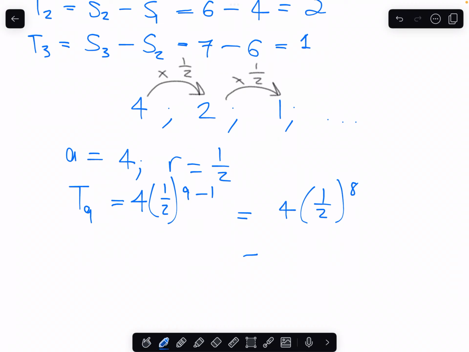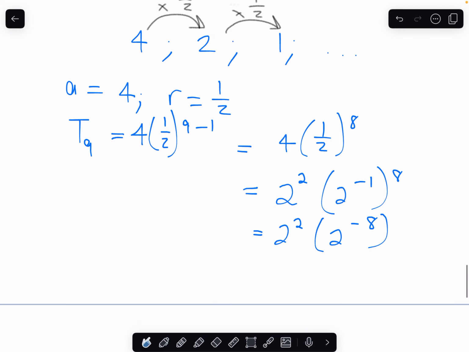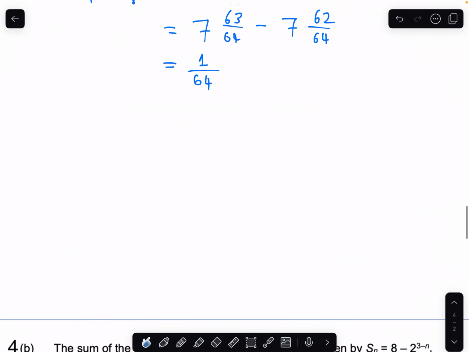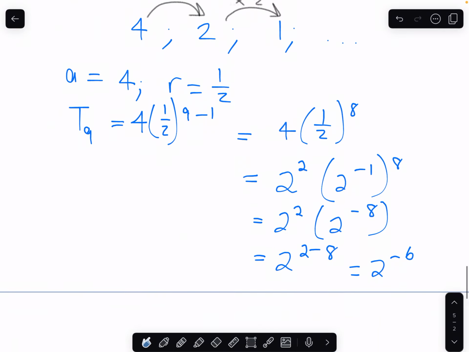If we're to really get all exponential about it, that would be 2 to the 2 and 2 to the minus 1 to the 8. So 2 to the 2 and here 2 to the minus 8. We can add those exponents. So that is 2 to the 2 plus negative 8, which is 2 to the negative 6, which does in fact give us a 64th. So that's a cool approach.